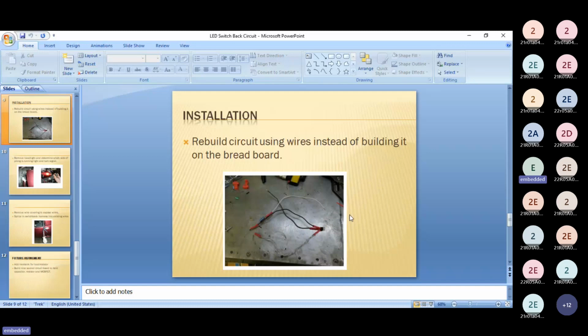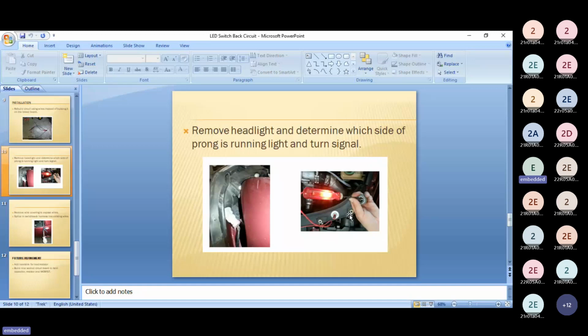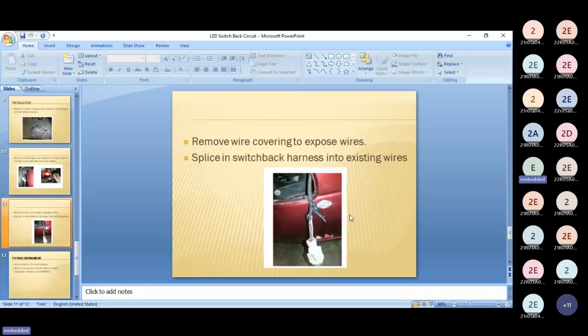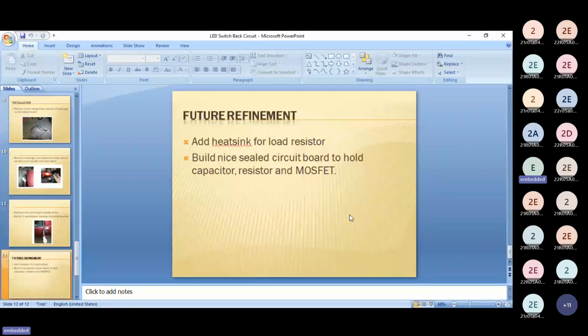So remove headlight and determine which side is running light and turn signal. So here in this step we need to remove the headlight and determine which side of the prong is running light and turn signal. So next remove wire covering to expose wires, splice in switchback harness into existing wires. So next future refinement is add heatsink for load resistor, build nice sealed circuit board to hold capacitor, resistor and MOSFET. And this is all about the switchback circuits.